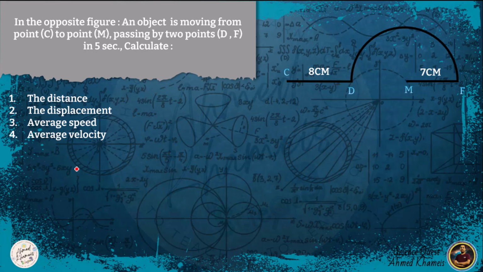The average speed, the speed equals distance over time. The distance was 37 centimeters over a time of 5 seconds, equals 7.4 centimeters per second. And the velocity equals displacement over time. So the displacement is 15 centimeters east in 5 seconds, equal 3 centimeters per second in the east direction.